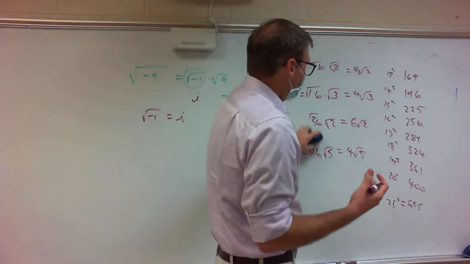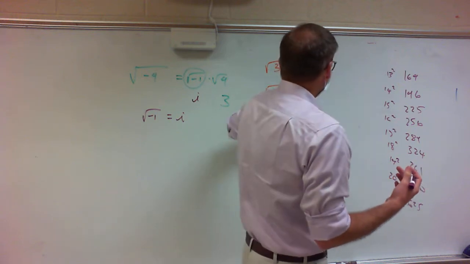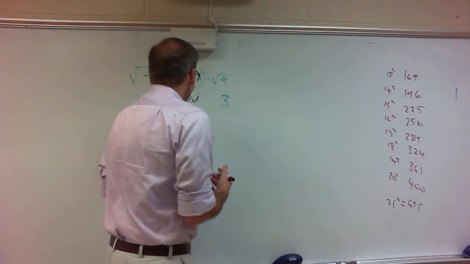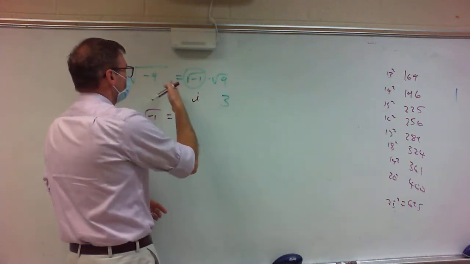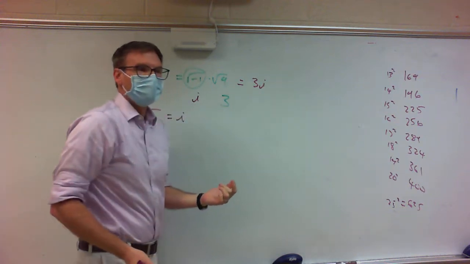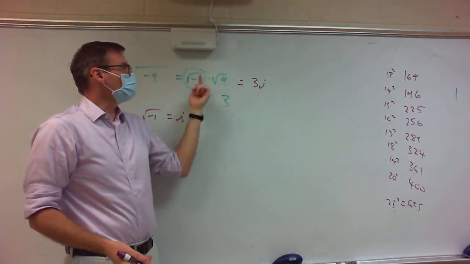All right, so what does that mean for you? Well, at a very basic level, back to this problem, if I wanted to know the square root of negative 9, I would write that as 3i. Right? Because the square root of 9 is 3, the square root of negative 1 is i.